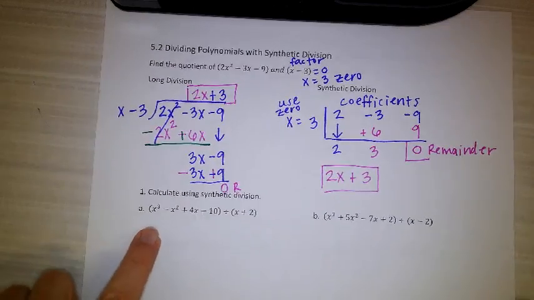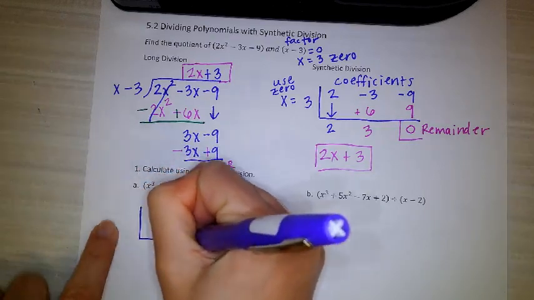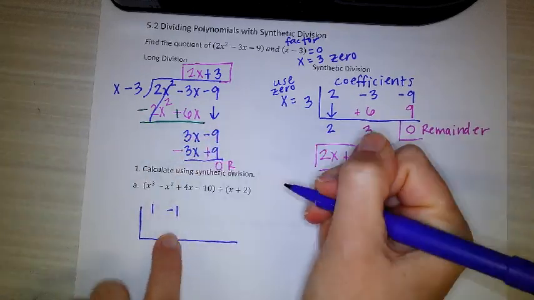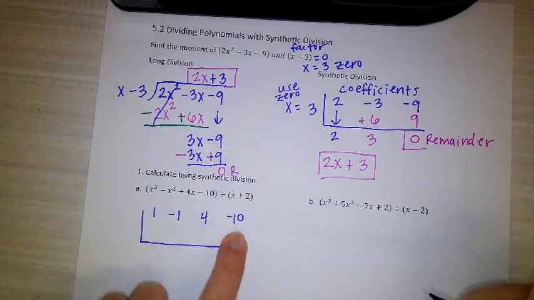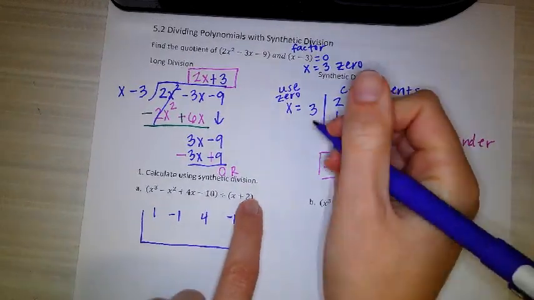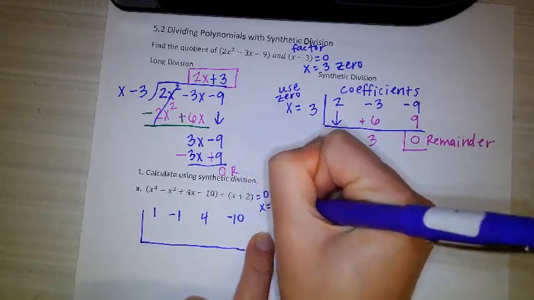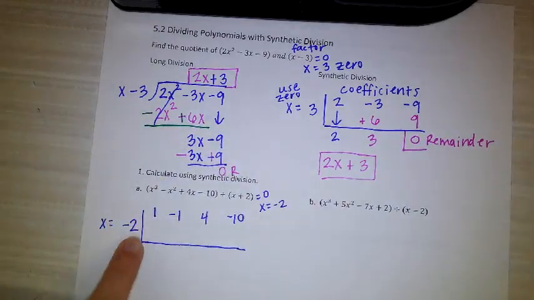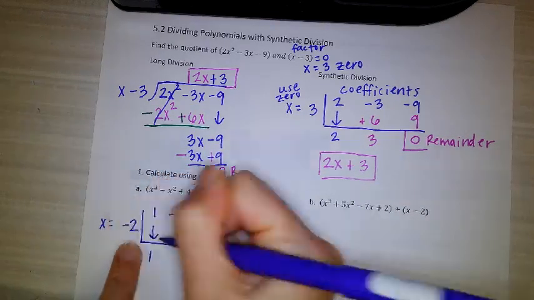Okay, so the next one says I have something cubic. So I'm taking x cubed, so I'm going to put a 1, minus x squared, so negative 1, plus 4x, and minus 10, so negative 10. And then my factor is x plus 2, so set it equal to 0. x equals negative 2. That's the 0 that I use outside of my synthetic division. And then the process is always the same. Bring your first coefficient straight down.